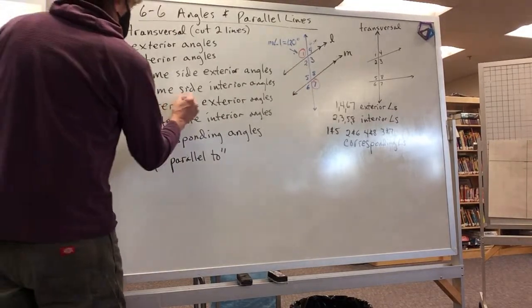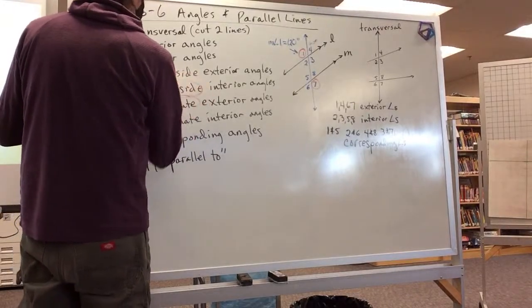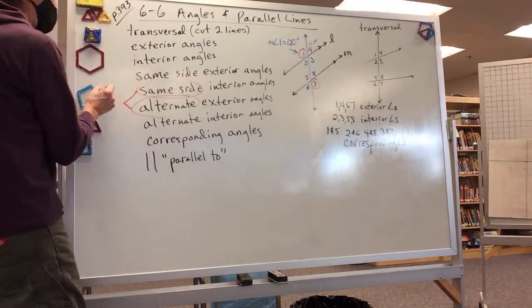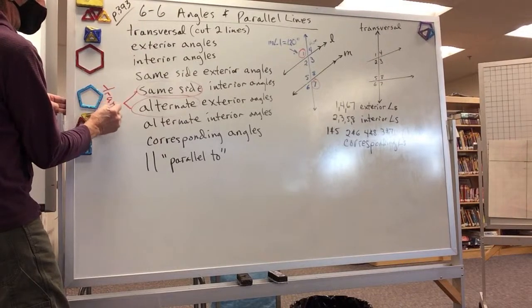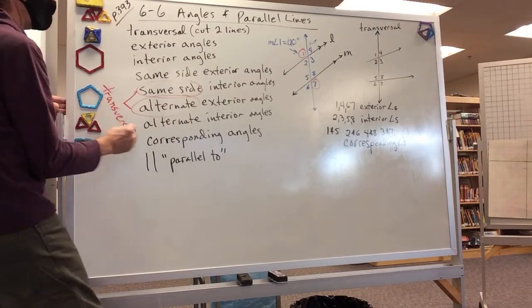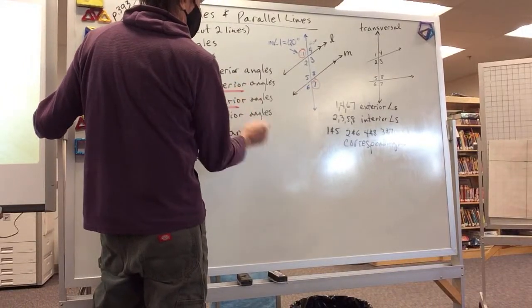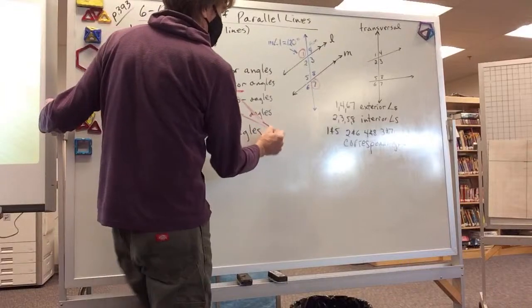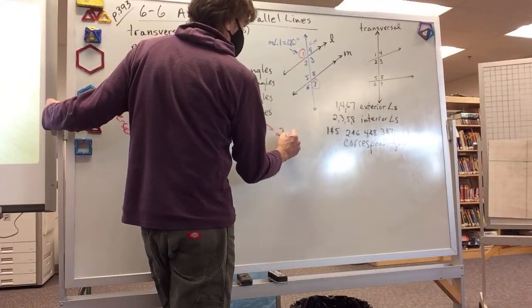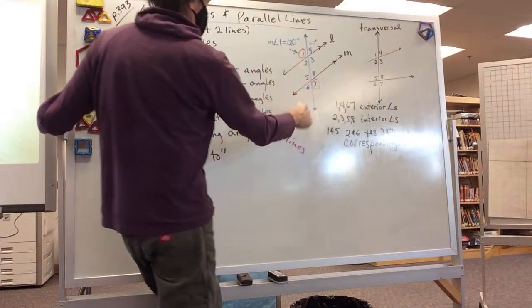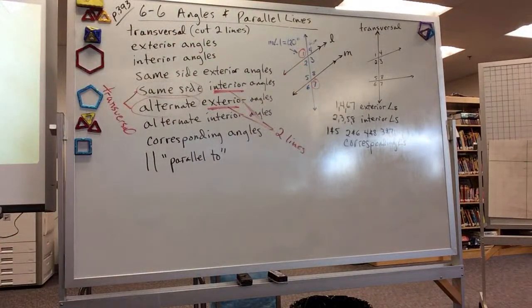So this word here, or same side, this refers to the transversal. And then the interior and the exterior, that refers to the two lines. 4 is an exterior. 4 is an exterior, yeah. 1 is an exterior. But it's on the same line as 1, so it can't be the same measurement.